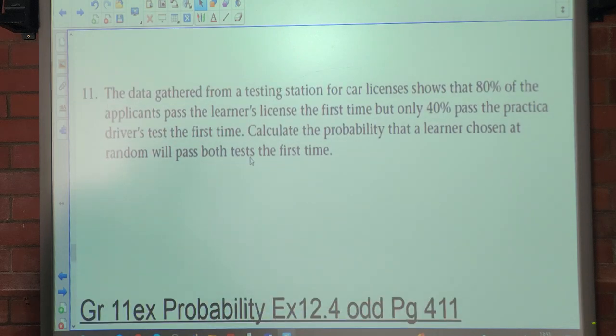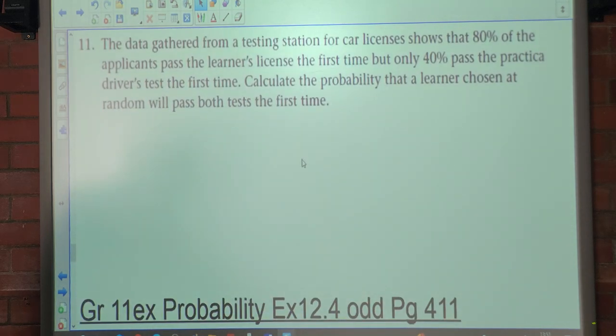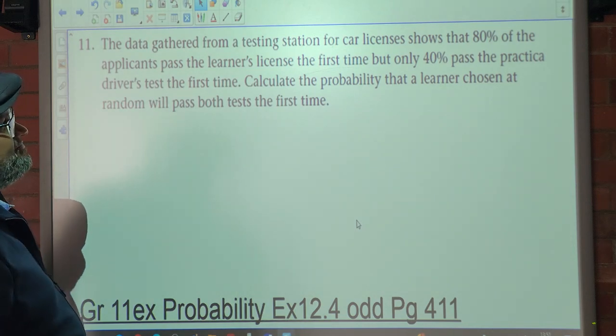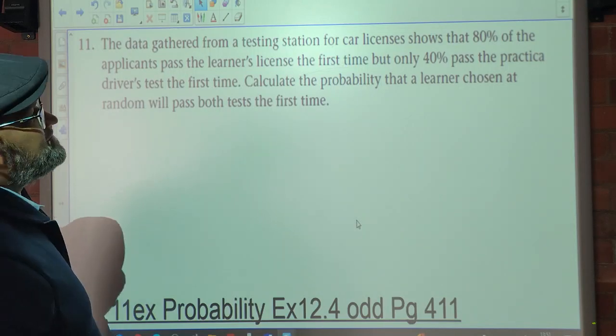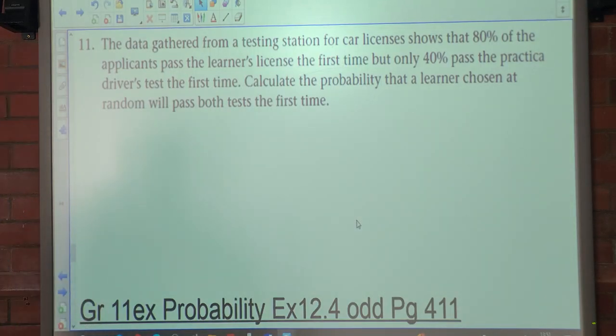People, we are told that data gathered from a testing station for car licenses show that 80% of the applicants pass the learner's license the first time, but only 40% pass the practical driver's test the first time. Calculate the probability that a learner chosen at random will pass both tests the first time.